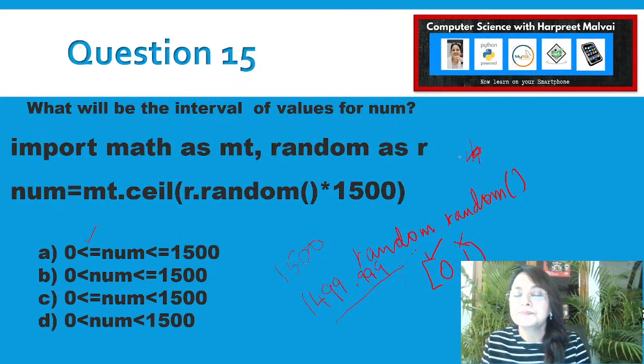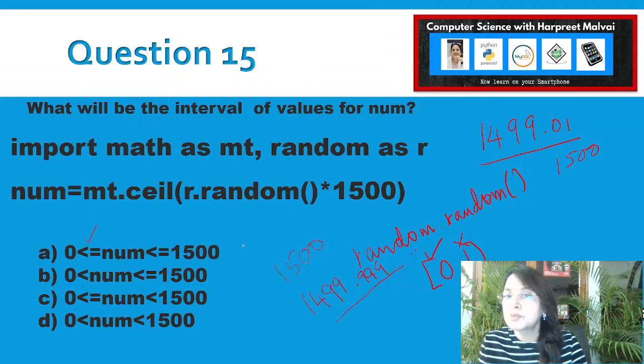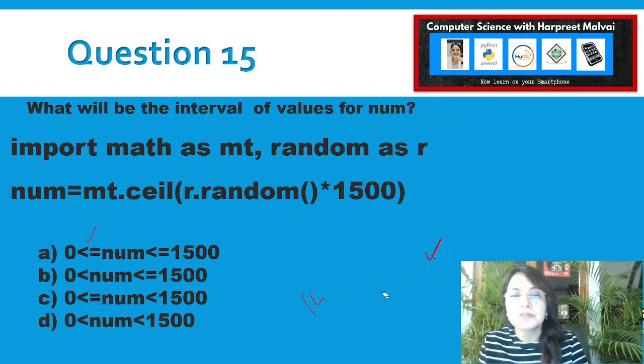So anything above 1499, anything like 1499.1 will also turn into 1500 because of the math.ceil. So that's why it's going to be A. The answer is going to be A. All right. And so we go with that answer, A. I hope you understood this because we are using ceil. Remember, we're using m.ceil.